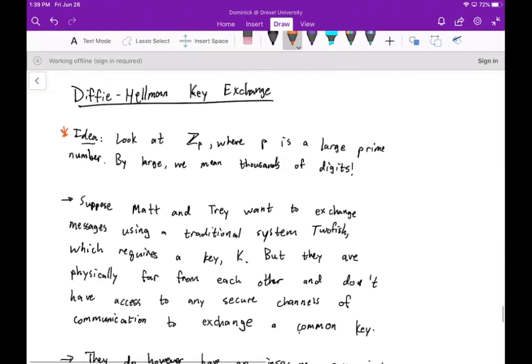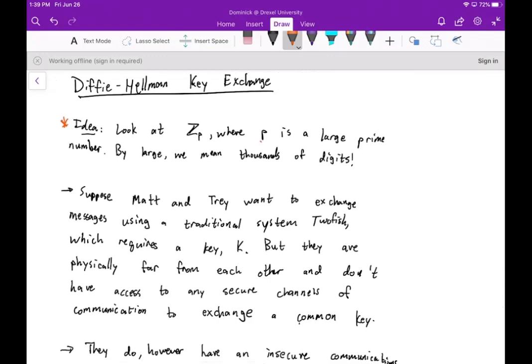So the idea behind this is to look at Z mod P, where P is a large prime number. And of course, by large, we could mean thousands of digits.